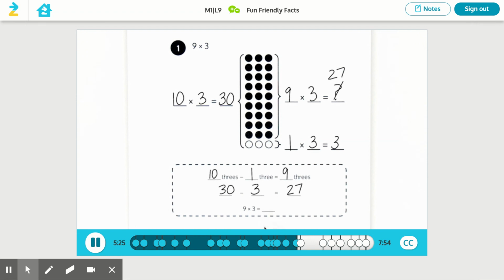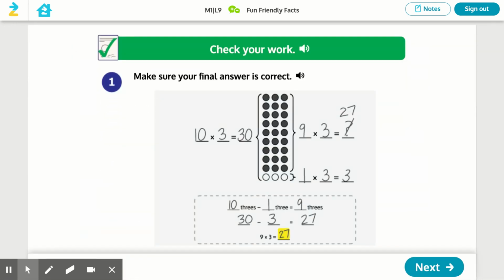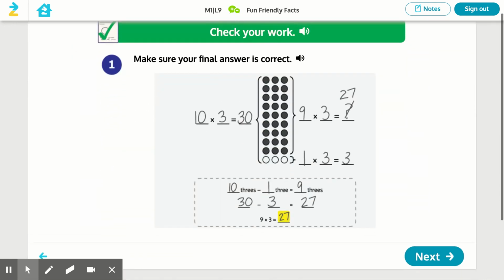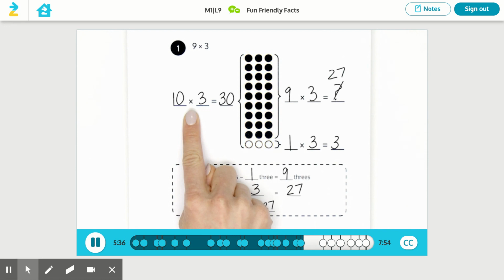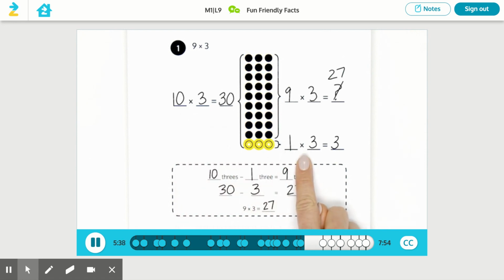Nine times 3 equals 27. Check your work. All right, pause the video if you need to, and please make sure that all of your work is correct in your math journal. We solved 9 times 3 by starting with an easy fact, 10 times 3, and then subtracting 1 three from that. We just solved for the number of circles that are in this part of the array.